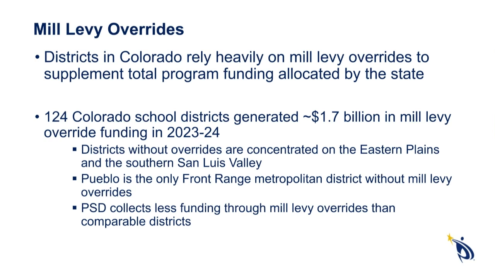So if you're trying to raise taxes on property, like let's say in the Eastern Plains where the value of the property is not much, you have to tax it pretty hard to get dollars generating that you're going to notice. And when we look across Colorado, there's 124 school districts that do participate in some type of mill levy override, and that totals about $1.7 billion across the state in 23-24. But not all districts are getting this.